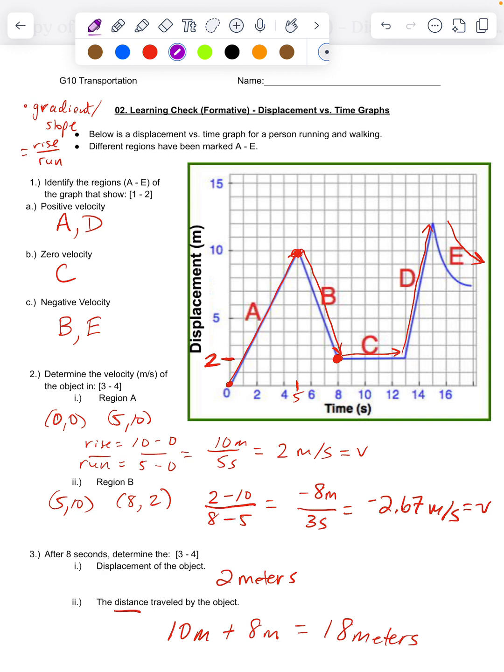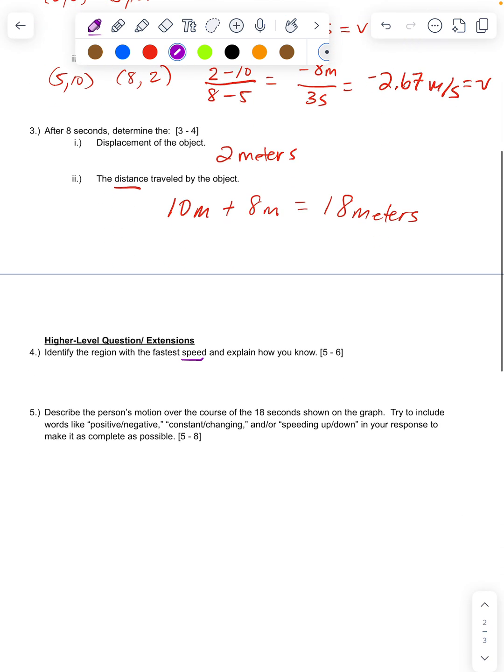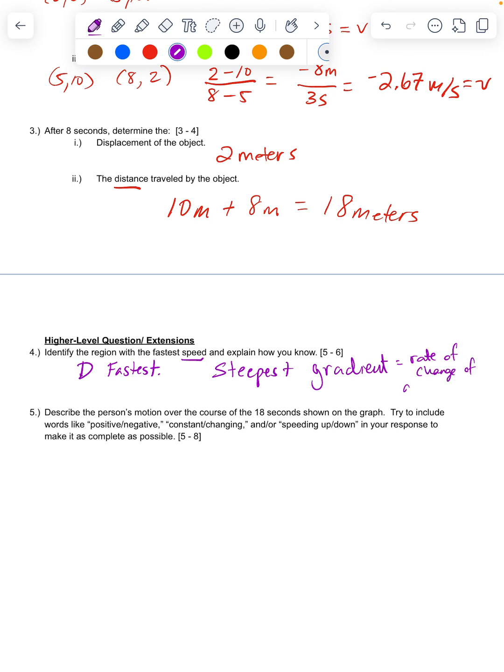If I take a quick look, I can see that in the region of D, I seem to have the steepest line. So I would say D is the fastest, and explain how I know. I know that because I have the steepest gradient, and gradient is the rate of change of distance over time.